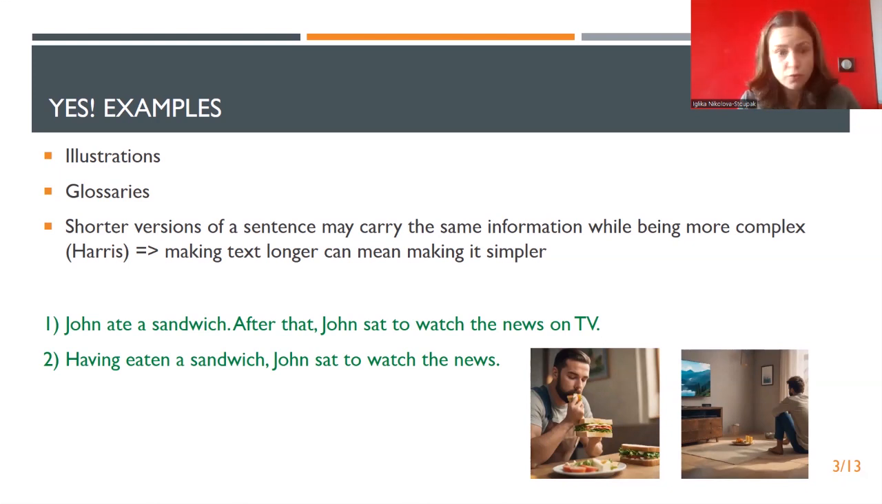The name John is not repeated. The phrase on TV is not used as it is understood or assumed to be understood by the reader. And then we have shortening that conveys the temporal relation between the two parts of the text, that makes use of verb tenses and verb forms, having eaten instead of he ate and then he did something else.